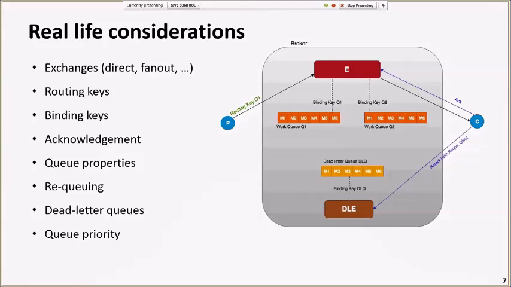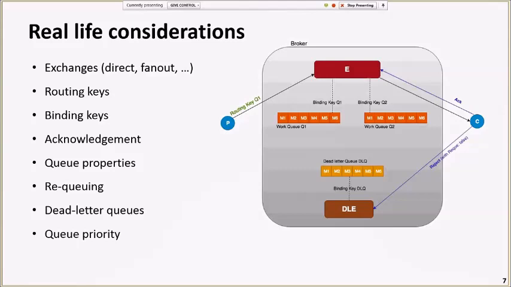So in this example, say the message that the publisher sends has a routing key called Q1, right? And so when it comes to the exchange, it is going to look for whose binding key is Q1. So it is Q1, and that's where that message is going to go. But if there's another message which is Q2, it'll go to the second queue. So that's the concept of exchange, binding key, and routing key. That's how it actually works behind the scene.